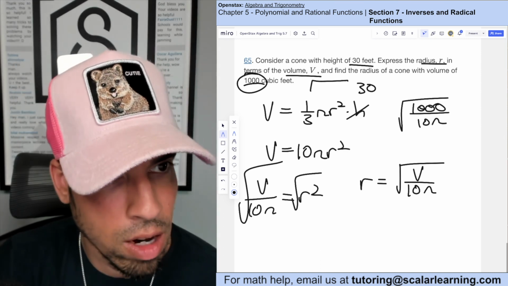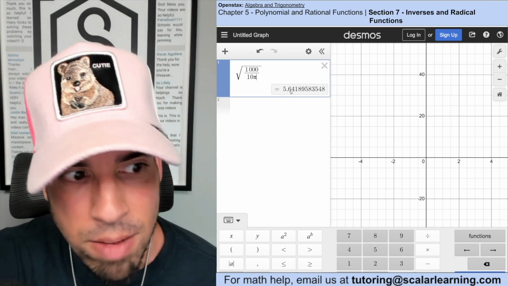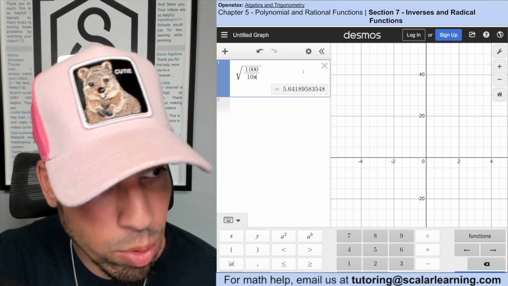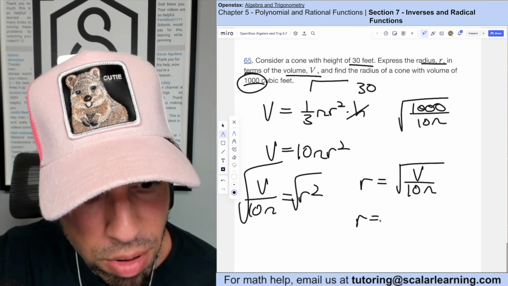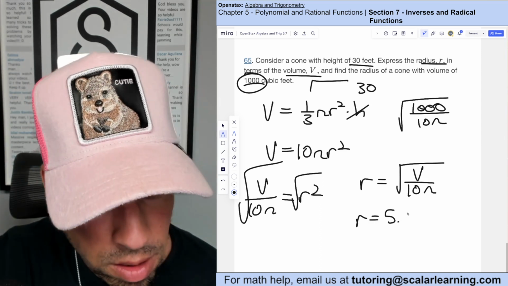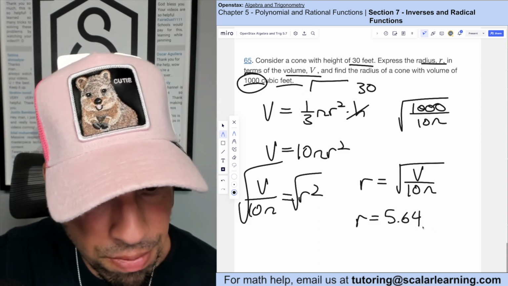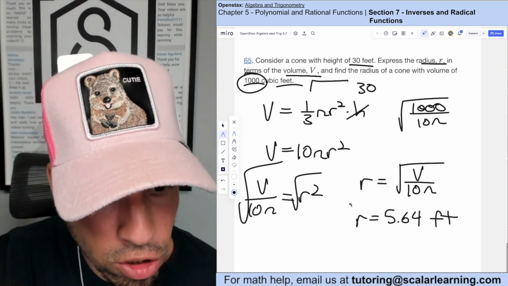Let's plug it into the calculator. And we get an approximation of 5.641, rounding to 5.64. So r is approximately 5.64, and the units are in feet. There's your answer.